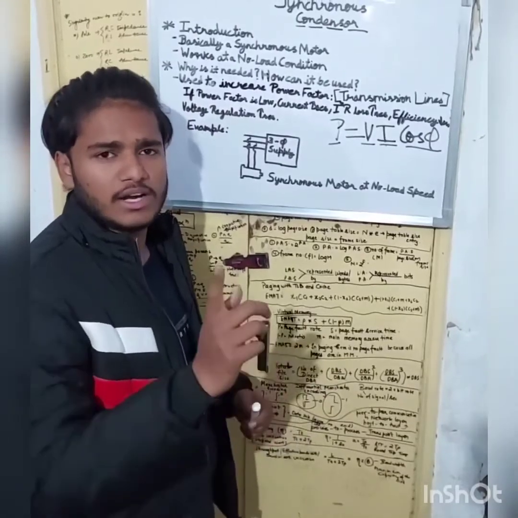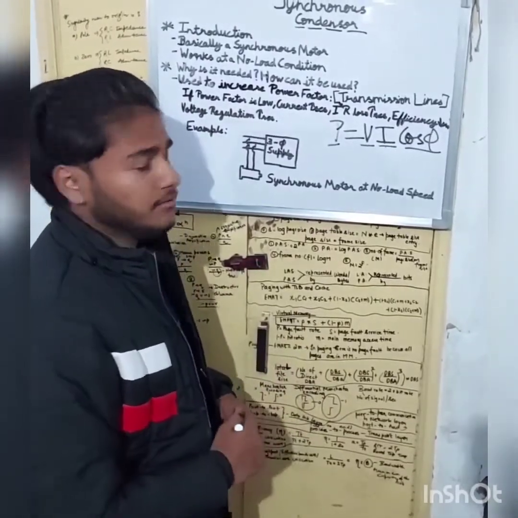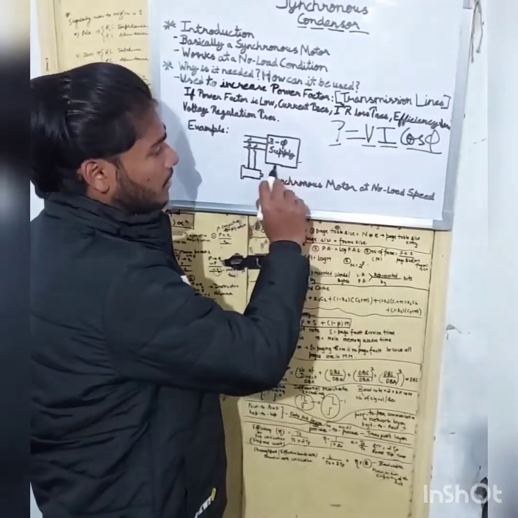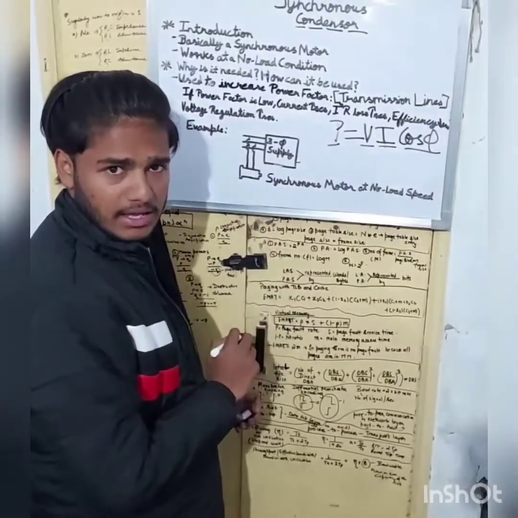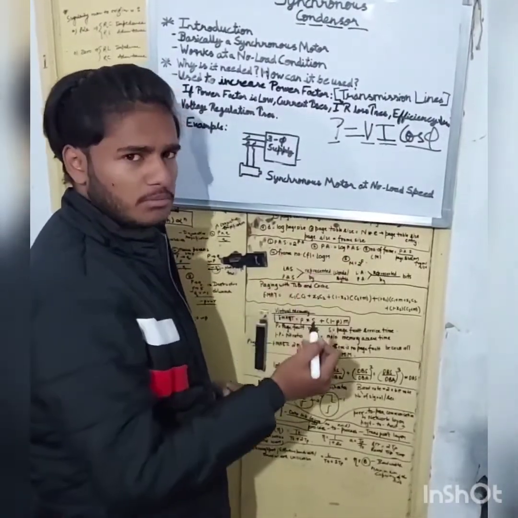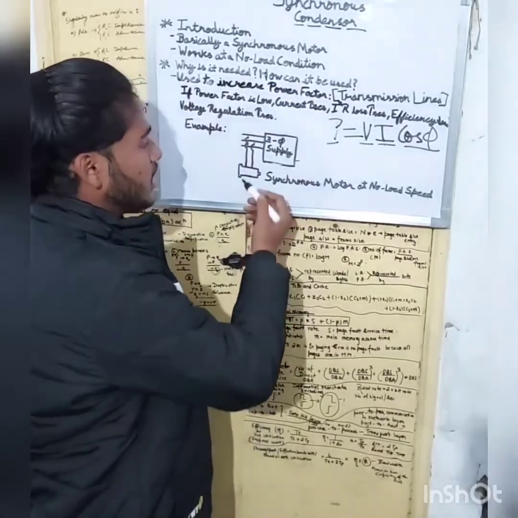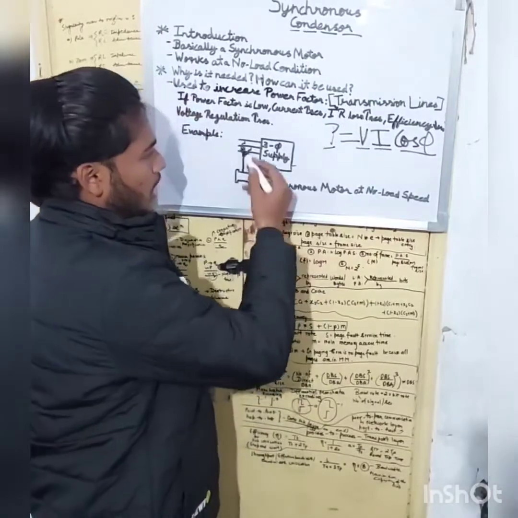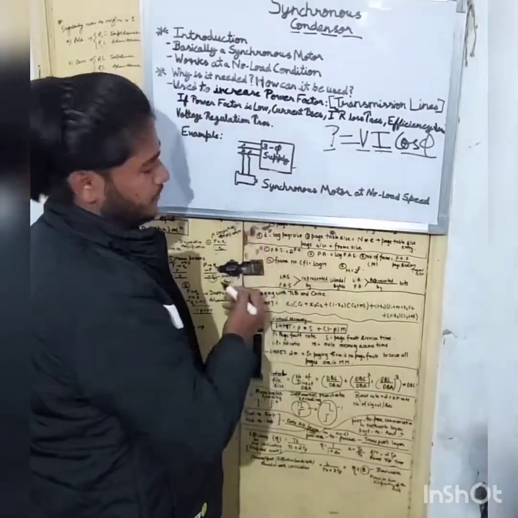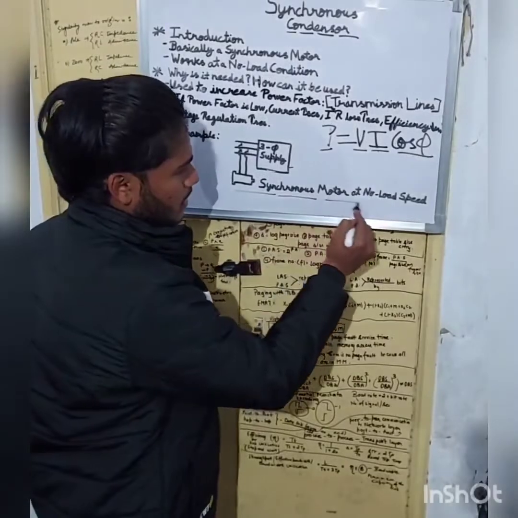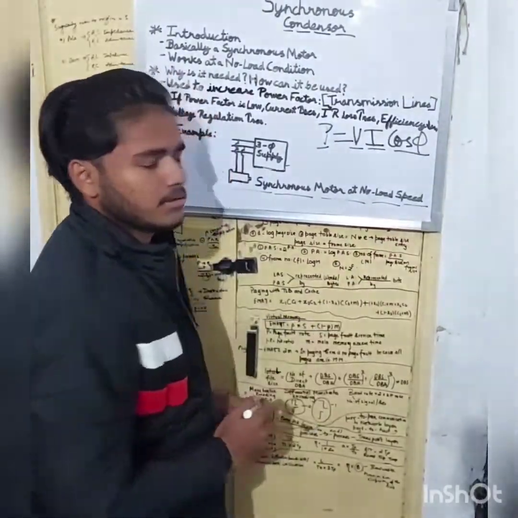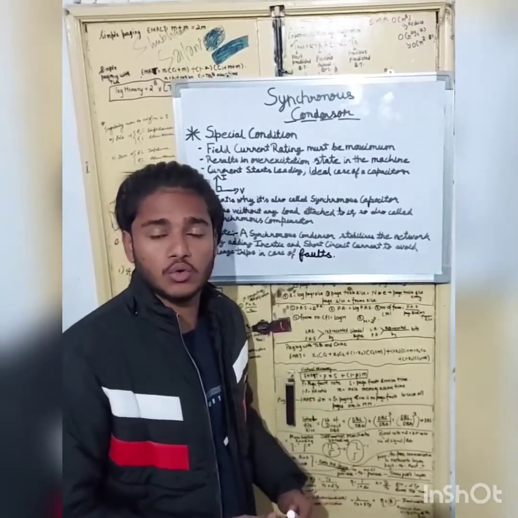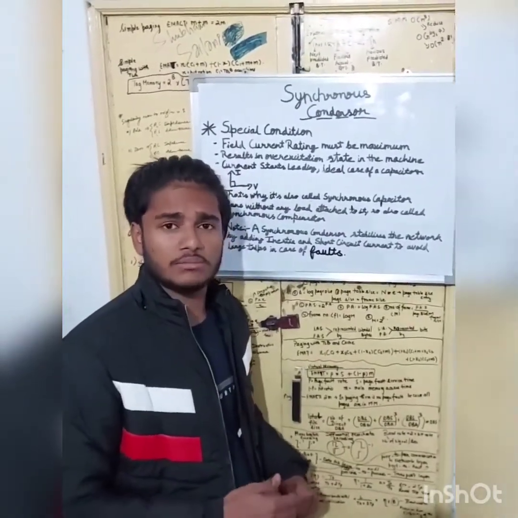Let us consider an example where we have taken a three-phase supply where the power factor is low. In order to overcome this problem, we connect a synchronous motor at no load speed in a parallel connection to it. But there must be some sort of special condition, which is the reason why we are able to use this synchronous condenser in order to overcome this problem.